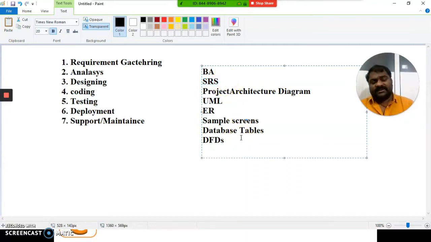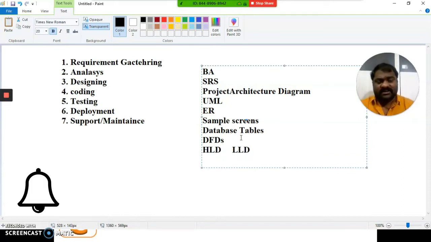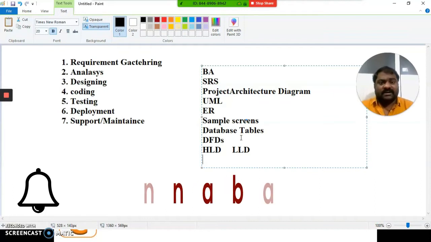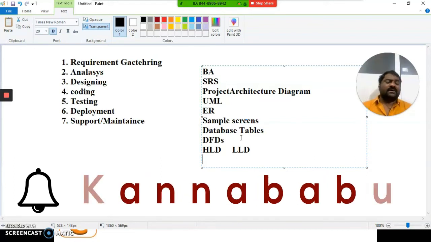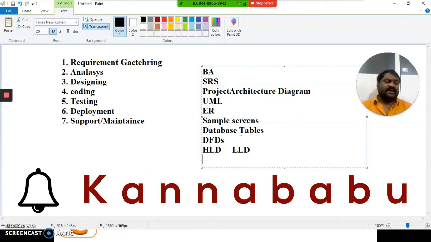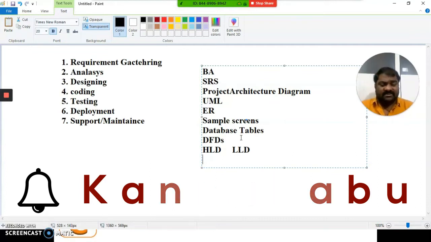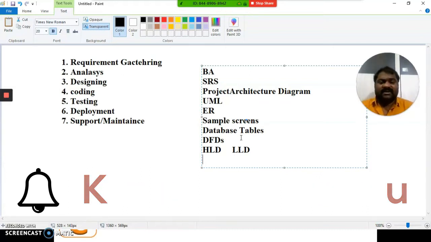This SRS is basically divided into two types: HLD and LLD, high level design and low level design. Is it clear? HLD consists of the overall information of the project, the complete architecture of the project, project architecture diagrams, the database related diagrams, ER diagrams, and the code related and screen related diagrams, UML diagrams. All this information will be available. LLD means low level design, the information that belongs to the developer. A particular task or requirement's information is available in LLD.